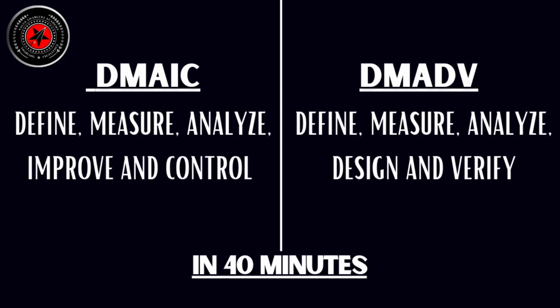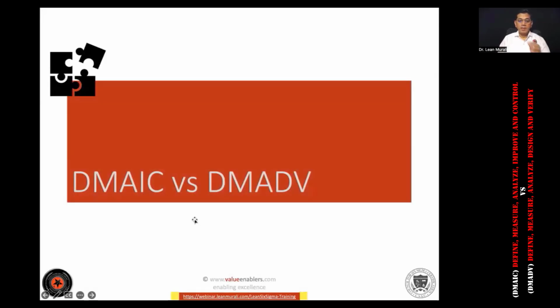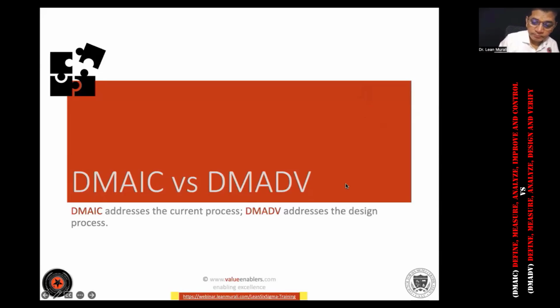All right. Let's look into these key differences. So all of you type DMAIC and DMADV, and I want you to take good notes today. Okay, I request you to take good notes today. DMAIC addresses the current process, whereas DMADV addresses the design process.